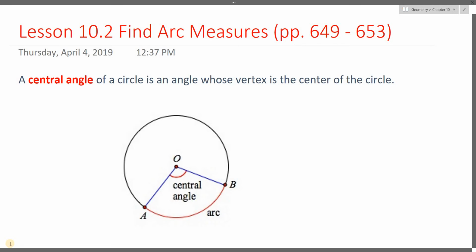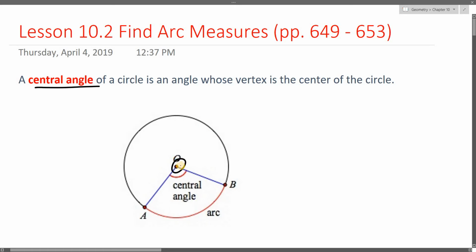Once you get there, you'll notice that the key terminology that we see in this particular unit is something called a central angle. Remember, you're continuing to take your notes for your notebook and get the best notes you can. A central angle of a circle is an angle whose vertex is the center of the circle.